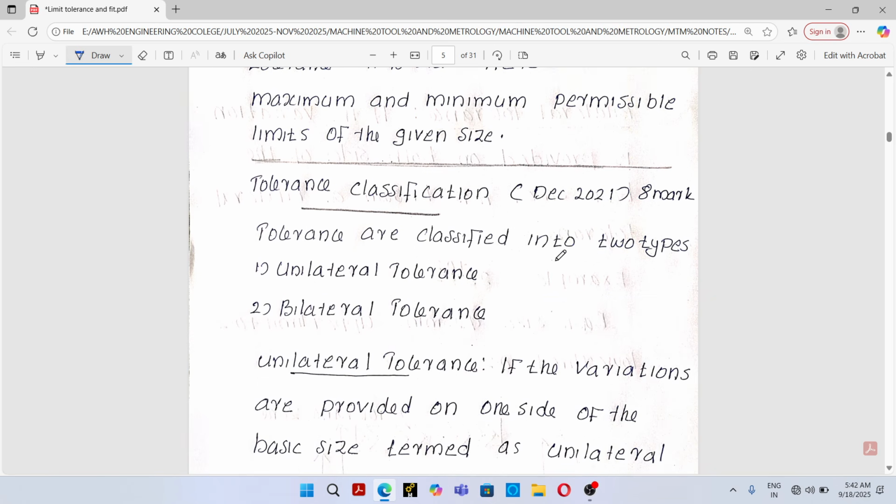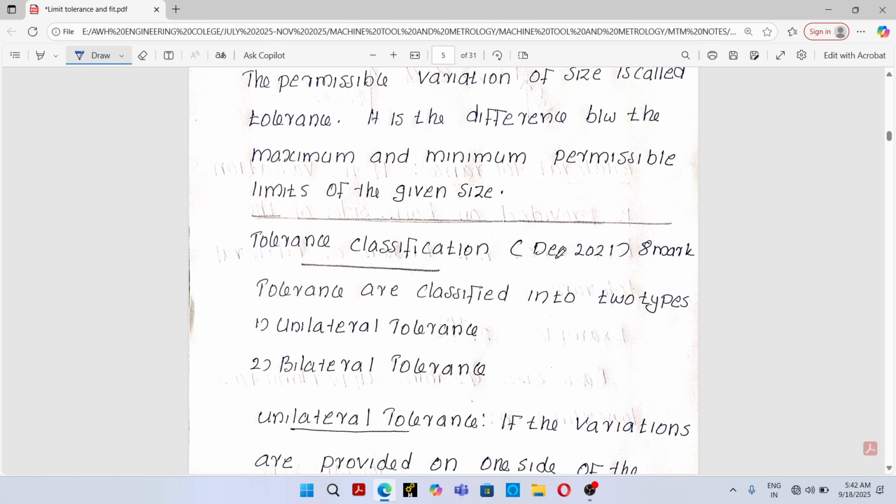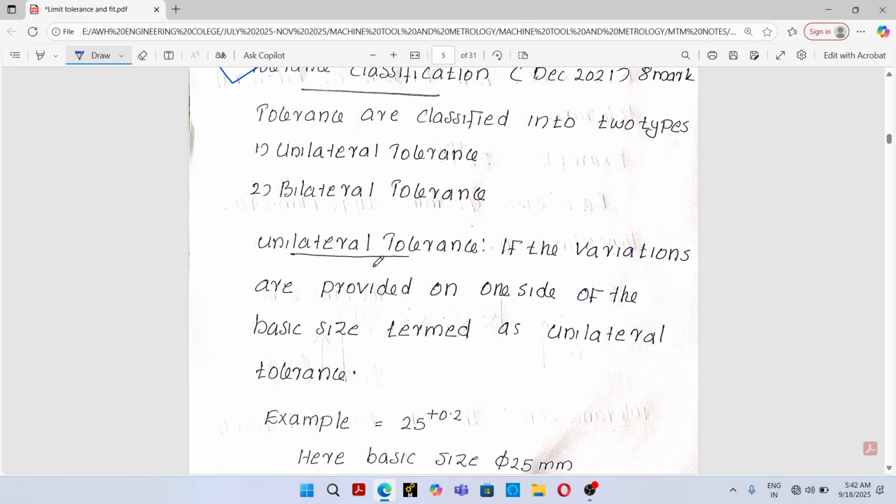Then there are two classifications of tolerance. What are the classifications of tolerance? Tolerance is classified into two types: unilateral tolerance and bilateral tolerance. In the case of unilateral tolerance, if the variations are provided on one side of the basic size, it is termed as unilateral tolerance.